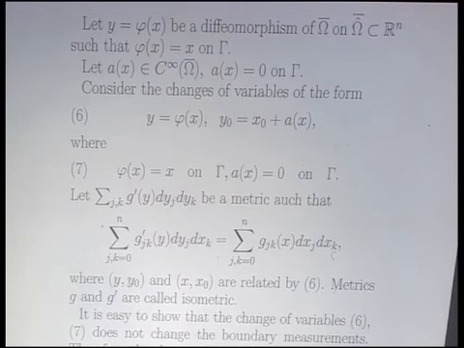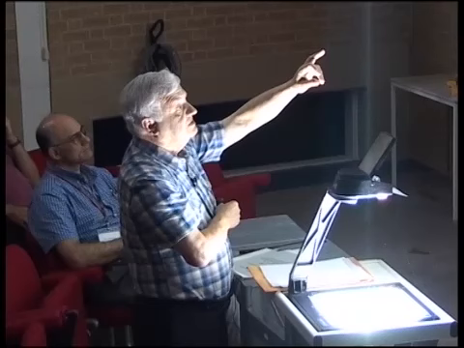Now, if you take change of variable 6, and if you assume additionally that phi of x equals x on gamma and a of x equals 0 on gamma, then, as is well known, the Dirichlet-Neumann operator does not change. So determination is only up to changes of variable 6 and 7.